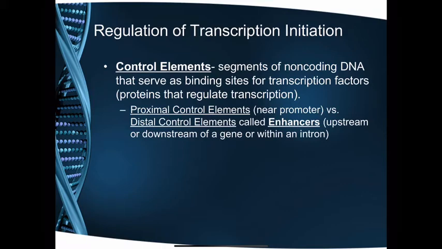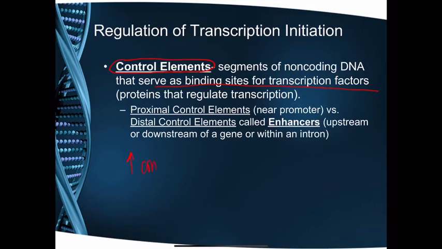Another thing that affects the gene expression is the presence of control elements. Okay? And so what control elements are is they're non-coding DNA that serves as the binding site for transcription factors. Remember, the transcription factors are what allow polymerase to bind. But what allows those transcription factors to bind is the control elements. So if the control elements aren't there, then the transcription factors aren't going to bind and polymerase is not going to bind. If the control elements are there, then you're more likely going to have transcription.